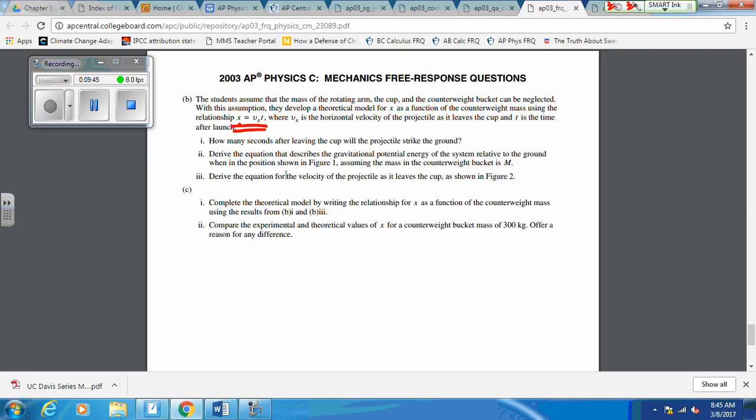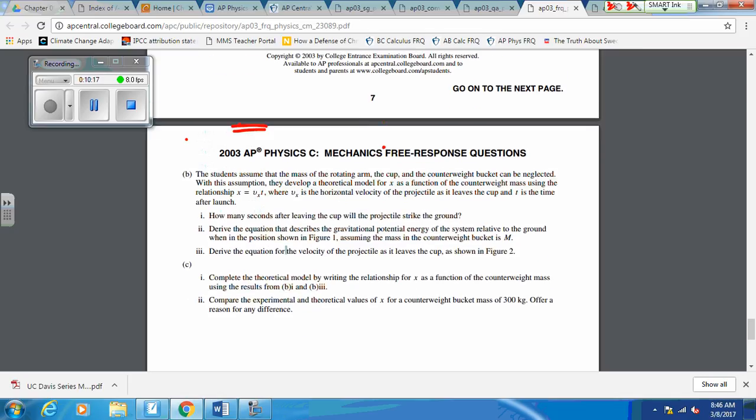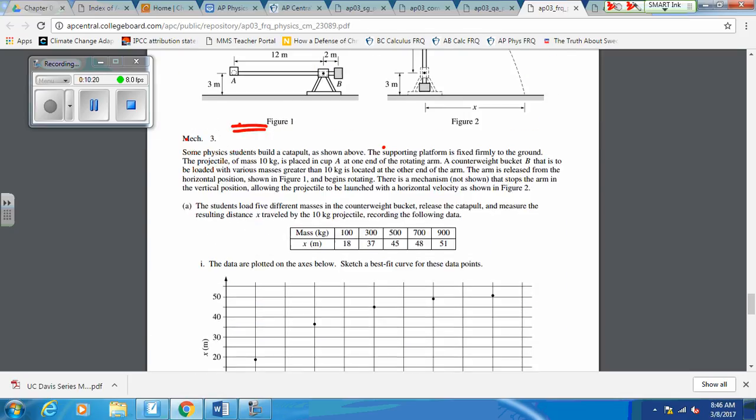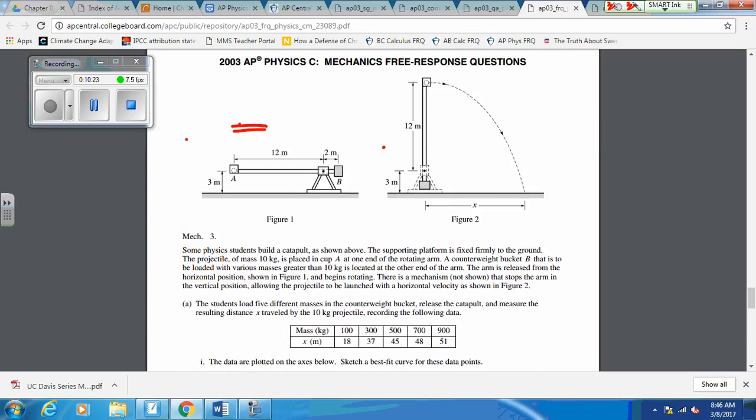Okay. How many seconds after leaving the cup will the projectile strike the ground? Now, here's an interesting question. Are they referring to the situation in part A, or are they referring to the general situation? In other words, do I want my answer to be numeric, or do I want my answer for t in terms of all these other things here? Since that is ambiguous, I also ask the question, does it matter?